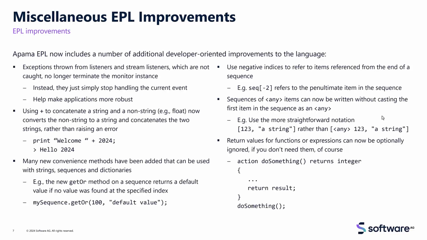If you're creating sequences of any, there was a slight quirk in the past where you had to cast the first item as an any to indicate that the sequence was to be constructed of anys. You now don't need to do that. You can just use the data types without forcing the casting of the first item to be an any. And if you're creating actions or functions, then the result does not need to be processed. You can call the action without handling the result. It just makes the code a little bit easier if you don't need the result every time.